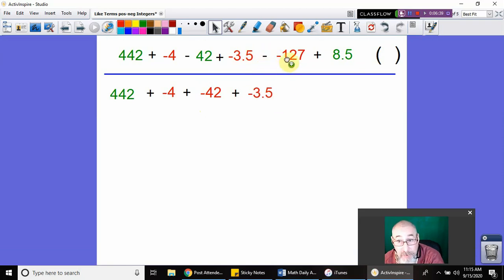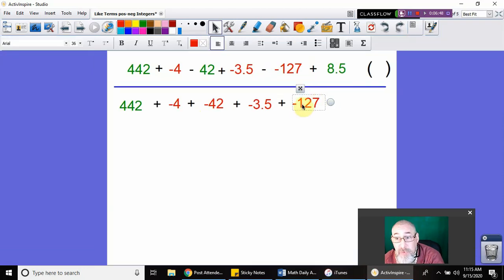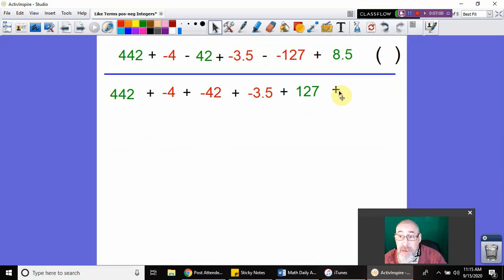Here we have our subtraction. So I'm going to change this symbol into an addition. And this negative is going to become its opposite. We're going to add its opposite. So the opposite of negative 127 is positive 127. And our 8.5 stays the same. So now here we are, just like the previous slide. It's all addition. We've rewritten it so that we have all addition.